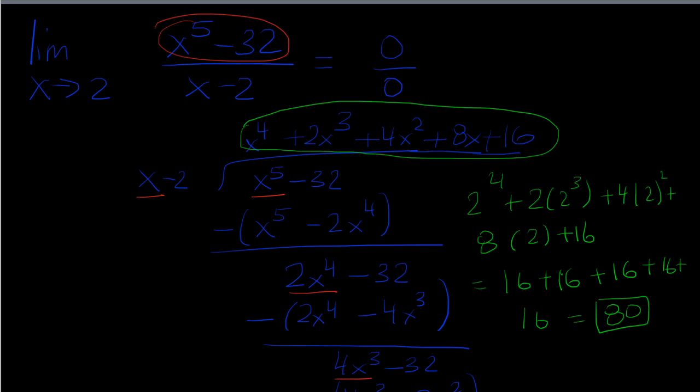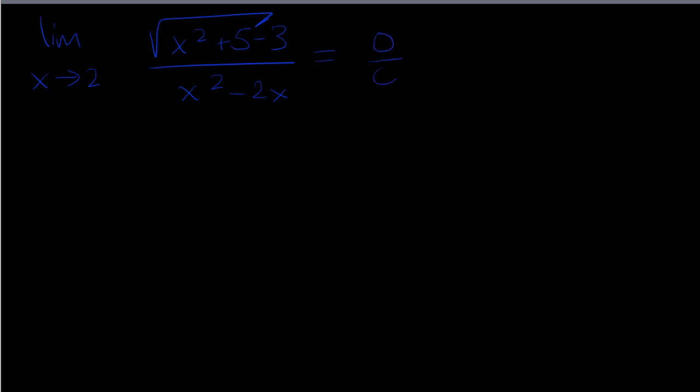Okay, let's try another one. What if we have the limit as x approaches 2 of the square root of x squared plus 5, minus 3? Sorry, the minus 3 is outside of the square root, over x squared minus 2x. I plug in 2 and I end up getting 0 over 0.